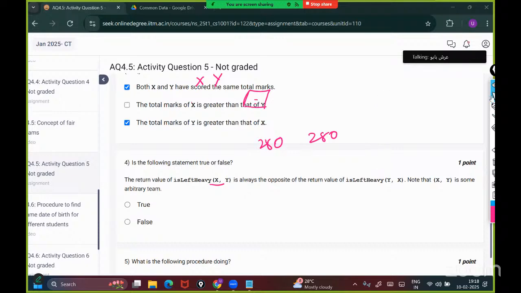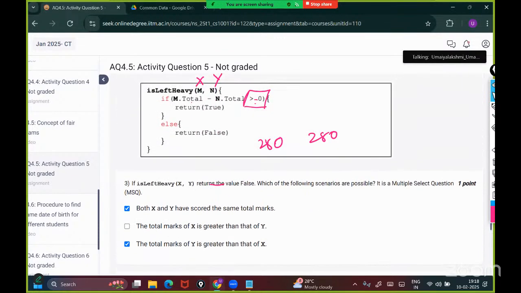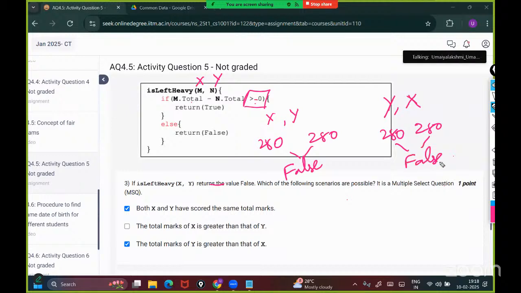False. How about y comma x? For x comma y I'm getting the value as false. For y comma x also I will get the value false, with 280 and 280. Then how can we say it's always opposite? Here I'm getting the same values, right? Yes, ma'am. But just in case, let's say I have got 280 and 240.